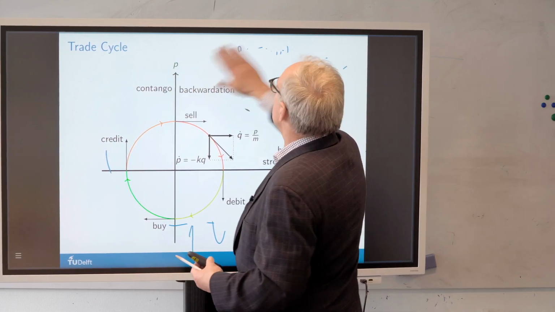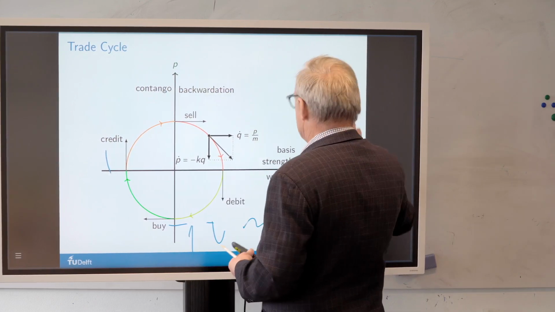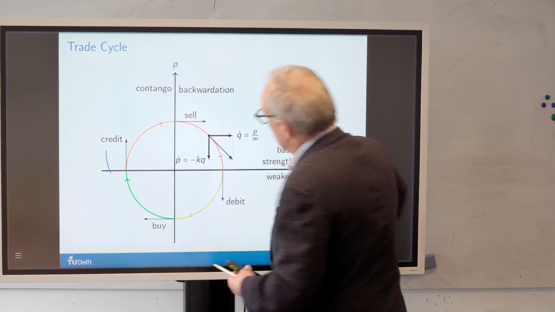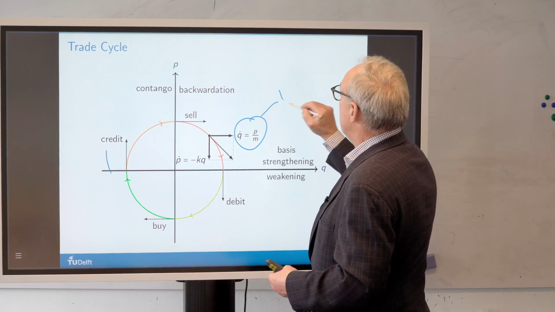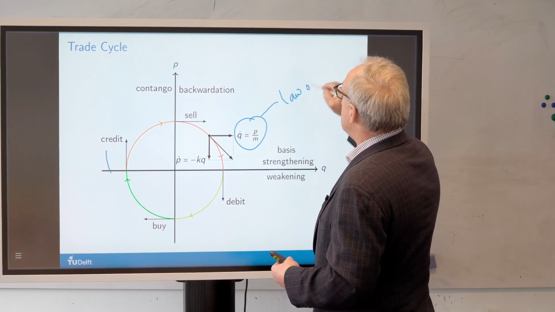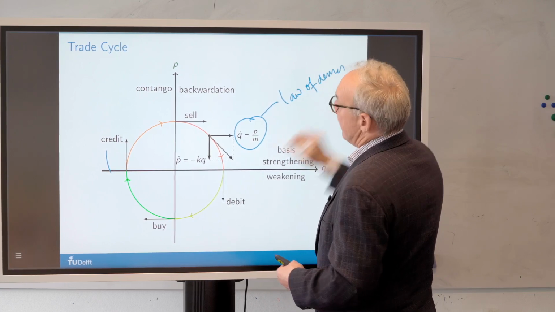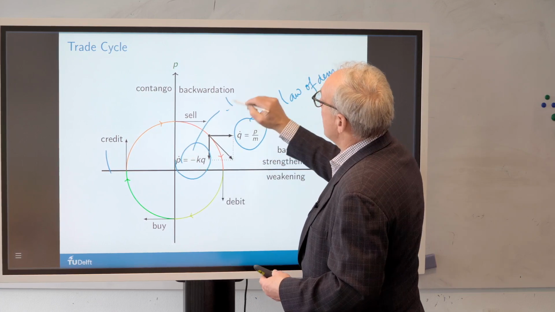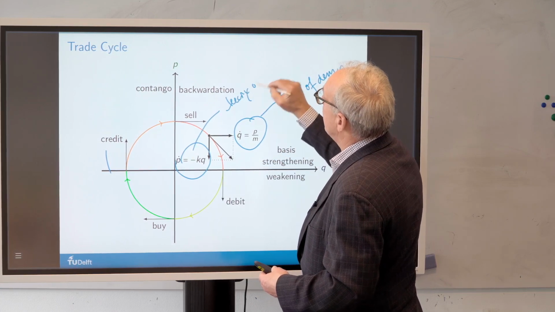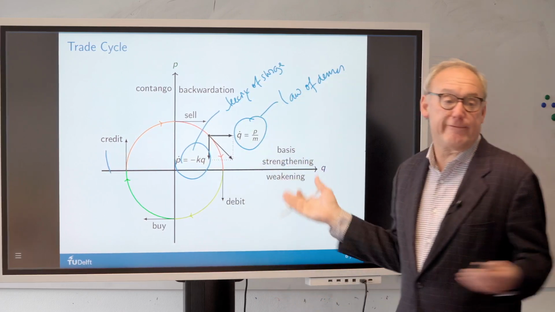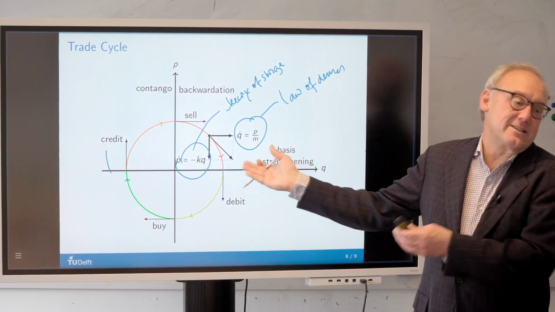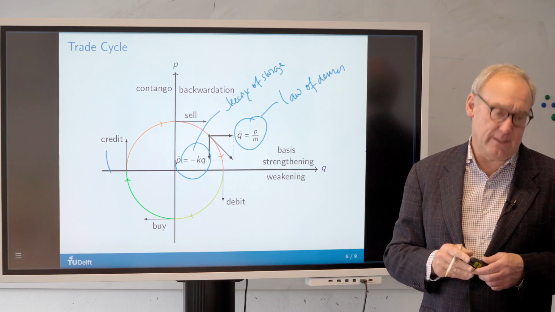Well, this is just some kind of maximization thing, and we haven't done that yet. We'll do this later. But what you're going to see is that this is the law of demand, okay? And this thing here is what's called the theory of storage, or the convenience yield theory. And if these two are valid, then the system will move this way, all right?